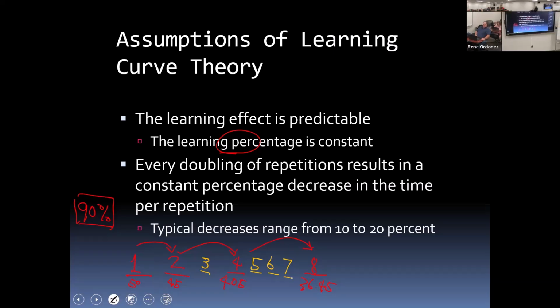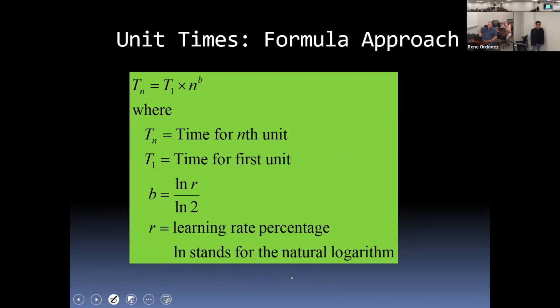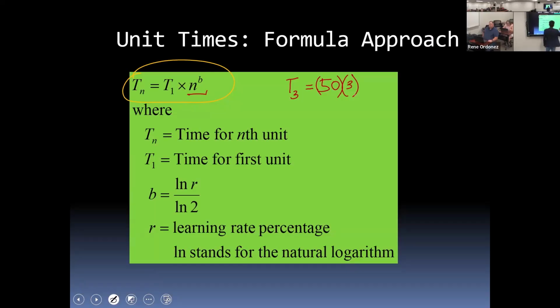Well, fortunately, there is a formula that will allow us to compute the third, the fifth, the sixth, and the seventh. Let me show you the formula. Here it is. Okay, so this is the only equation that we need to understand in learning curve theory. So here's the equation. It says T sub n would be the nth unit. So if I wanted to compute the third unit, T sub 3, applying this formula, it says, what was the completion time of the first unit? 50, okay? And times n, which is 3, raised to the power b.